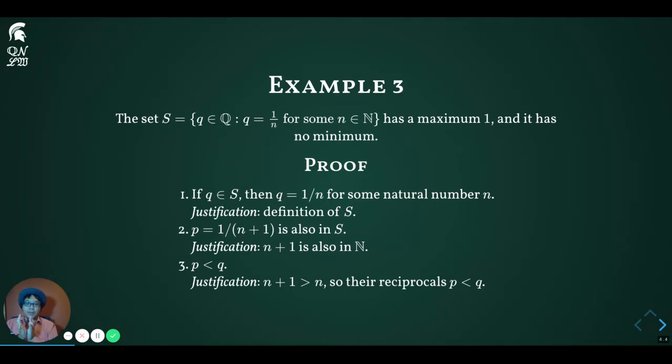Given an arbitrary element of S, we know it has to be of the form 1 over n for some natural number n, this being the definition of the set S. We then try to find an even smaller number. To do so, we add 1 to n and consider its reciprocal. This number is in S because it is again in the form of 1 over a natural number. Since the denominator is bigger, this means the reciprocal is actually smaller.